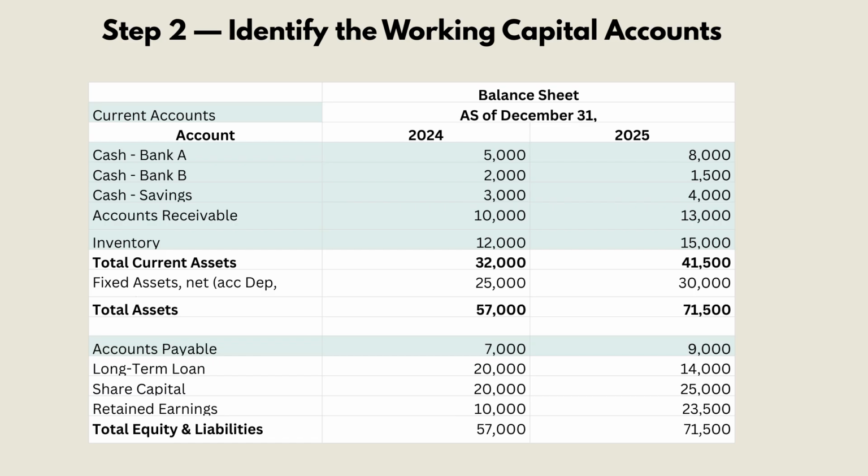In this step, we are just going back to our balance sheet and identifying the current asset and the current liability accounts. In this example, we have 3 bank accounts, 1 accounts receivable, 1 inventory account, and 1 accounts payable account. All other accounts, fixed assets, share capital, long-term loan, are non-current and will be used later when we build the sources and applications section.